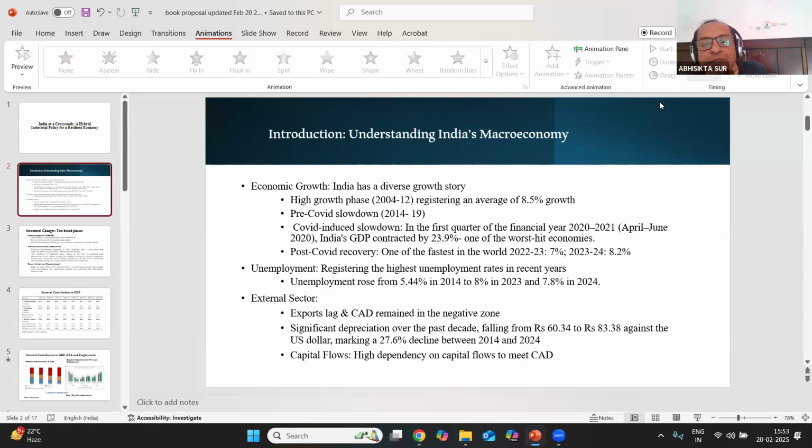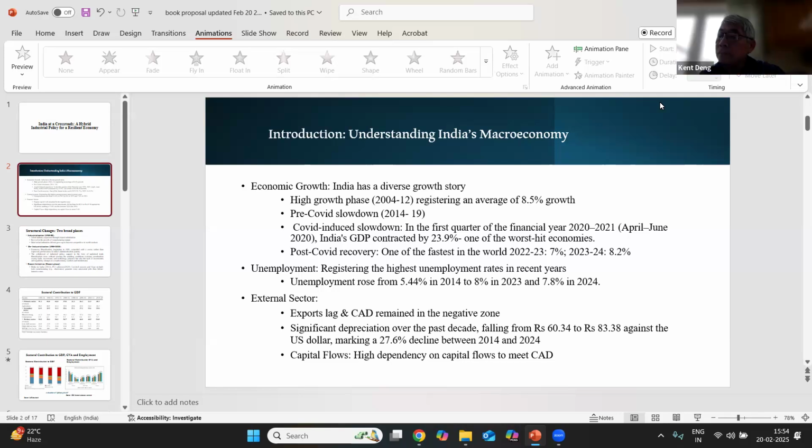slowdown, and the unemployment rates were rising. This was intensified during the COVID period, and India was one of the worst hit economies. In the first quarter of the COVID, India recorded a negative GDP growth rate of 23.9%. Unemployment was subsequently high, and it reached an all-time high of 8% in 2023.